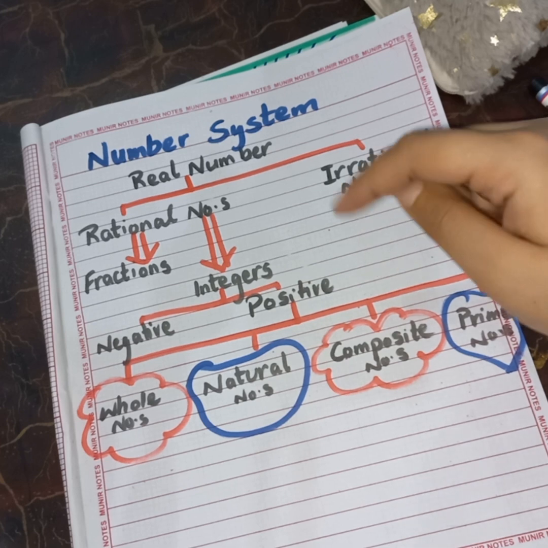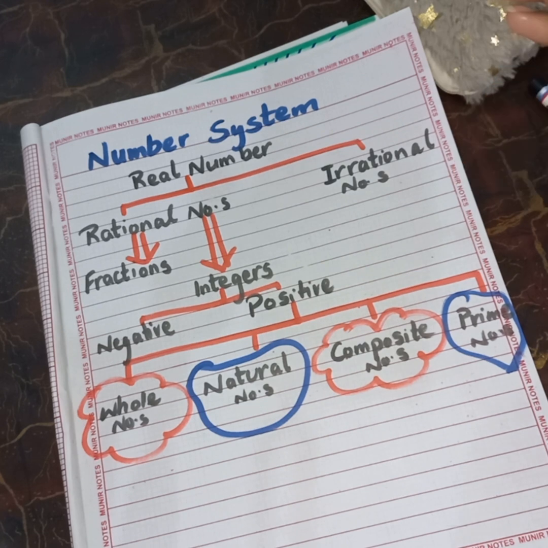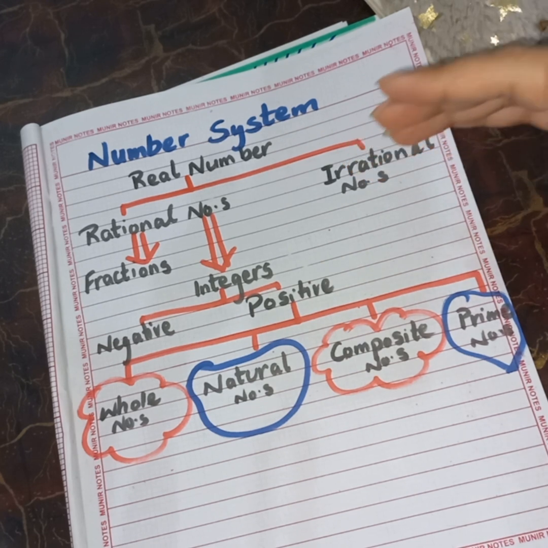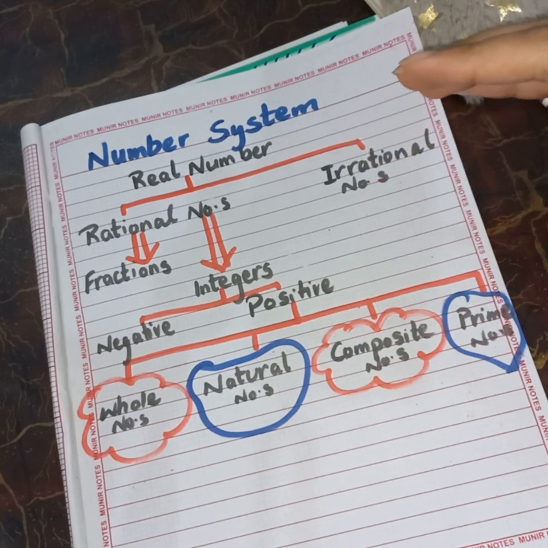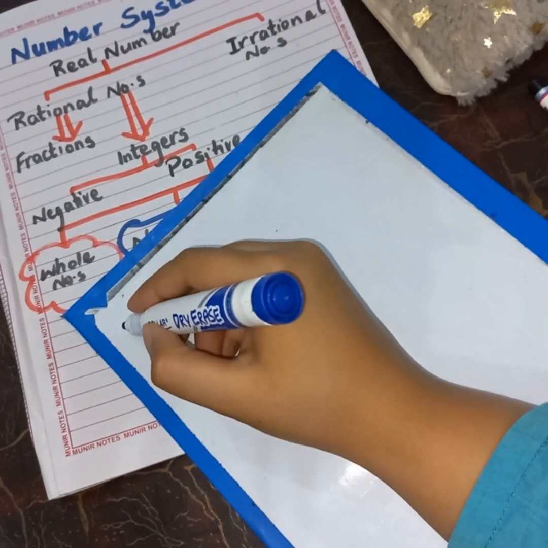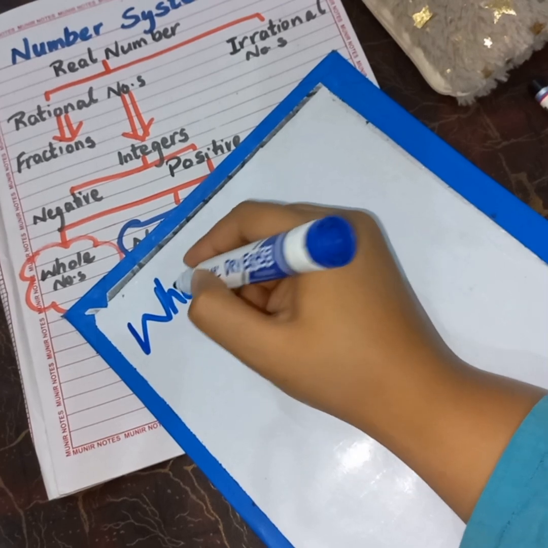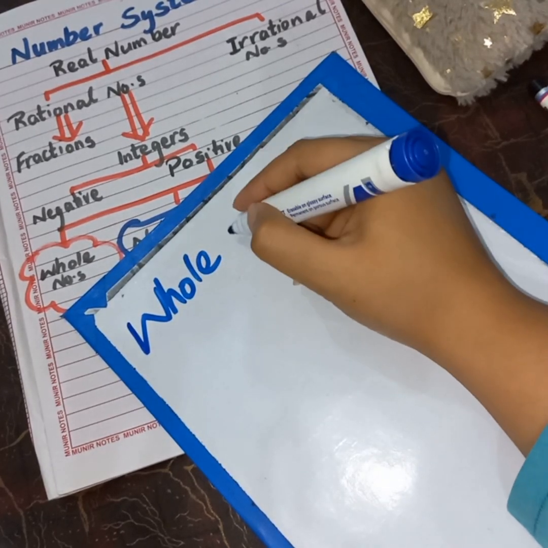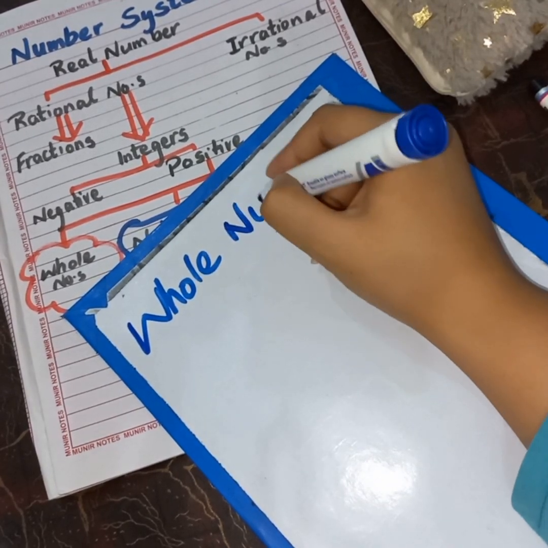Now we will discuss all these types of numbers. We will discuss these numbers according to their sets, and how it works. So we will start from whole numbers first. We'll go from the lowest to the higher side. Whole numbers.